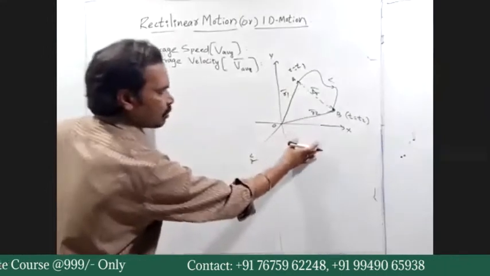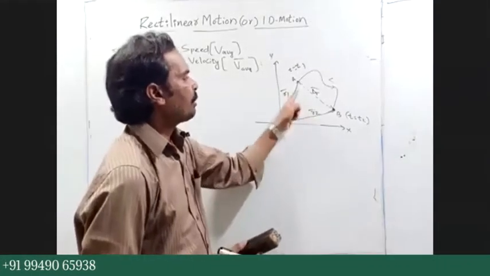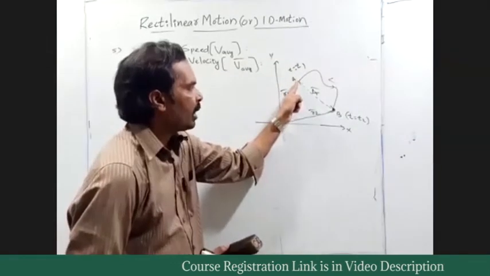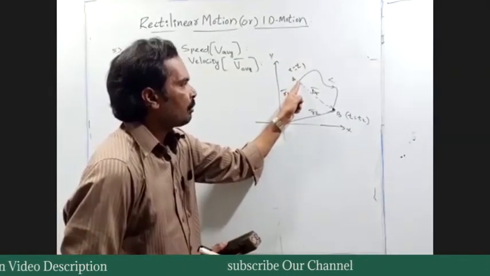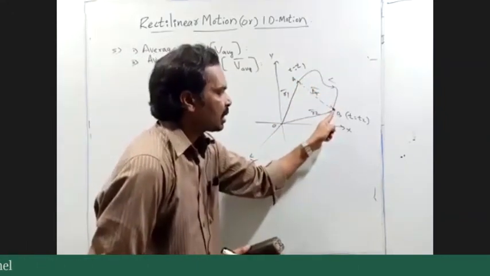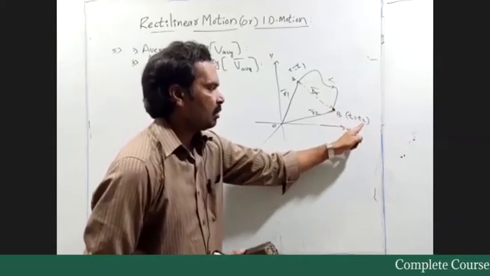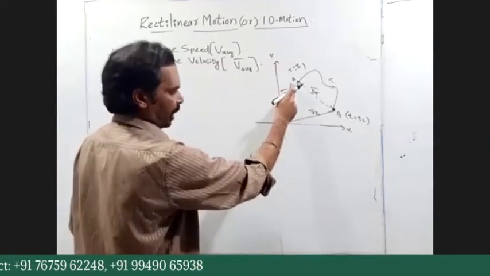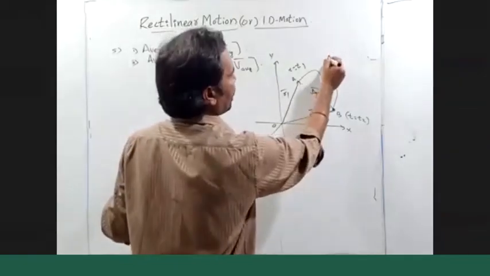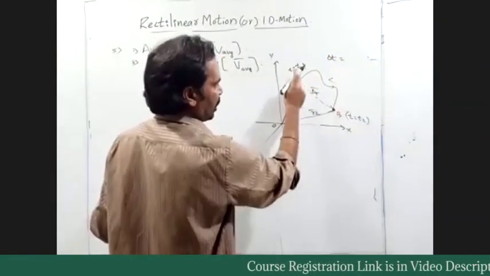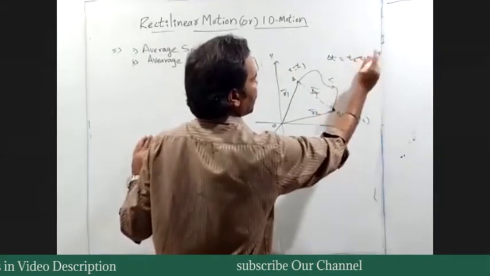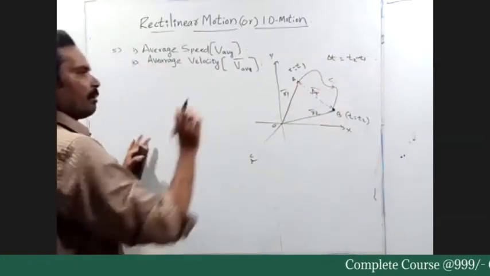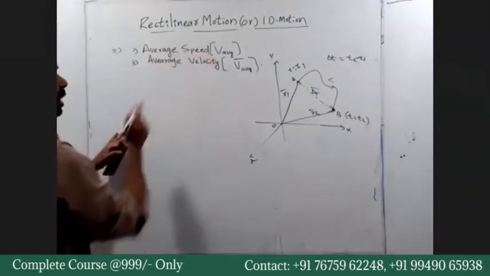Now for this moving particle, initially at t equal to t1 the particle is at point A in space, whose position is r1 bar. From point A it moves along this path and comes to point B, and at t equal to t2 its position vector is r2 bar. To go from A to B, the time interval is t2 minus t1. In this time interval it goes from A to B by this path.